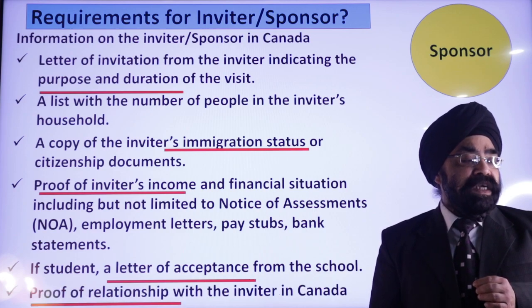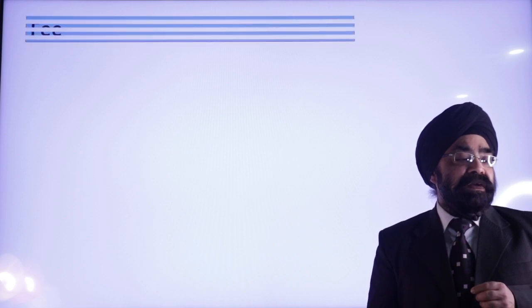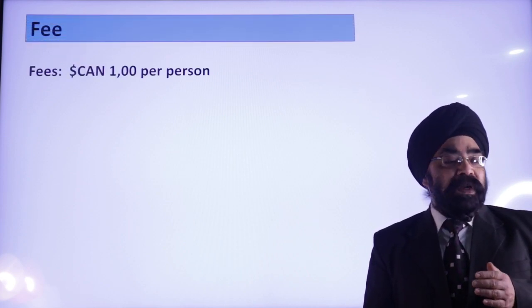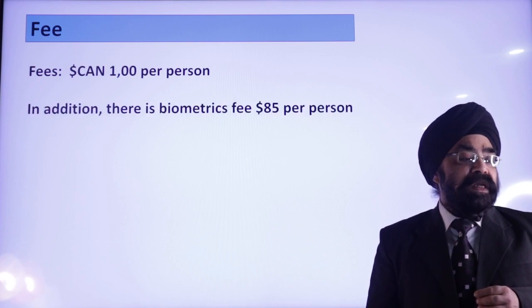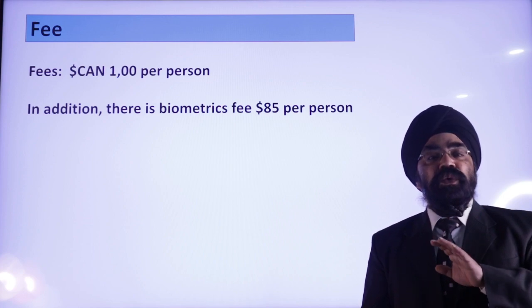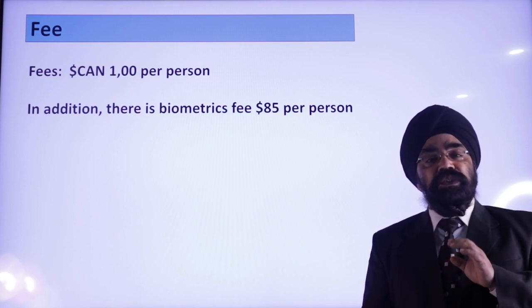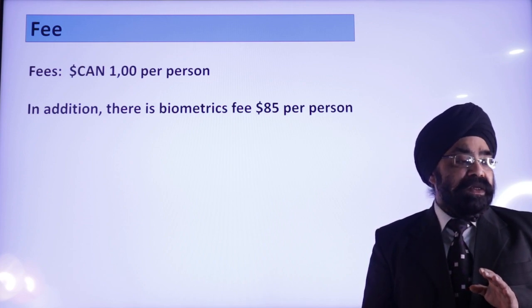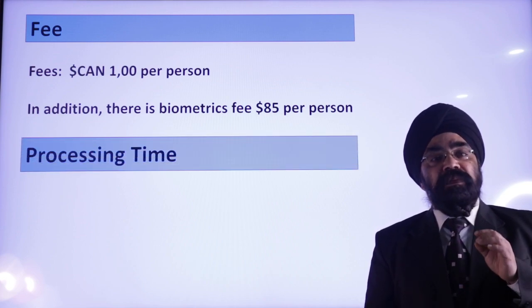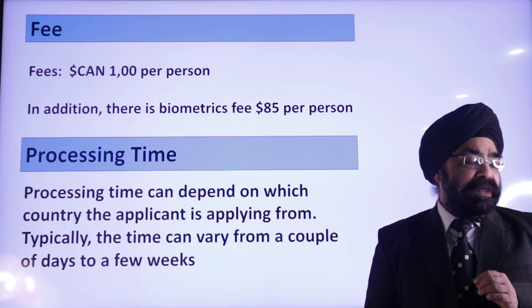Okay, so now that you know the documents from both sides, the fee is $100, and you may also need to do the biometrics, which is $85 per person. Processing time varies. It could be from 2 to 3 weeks to more than 6 to 7 weeks these days. So you have to check which country you are applying from, and accordingly the processing time is there.